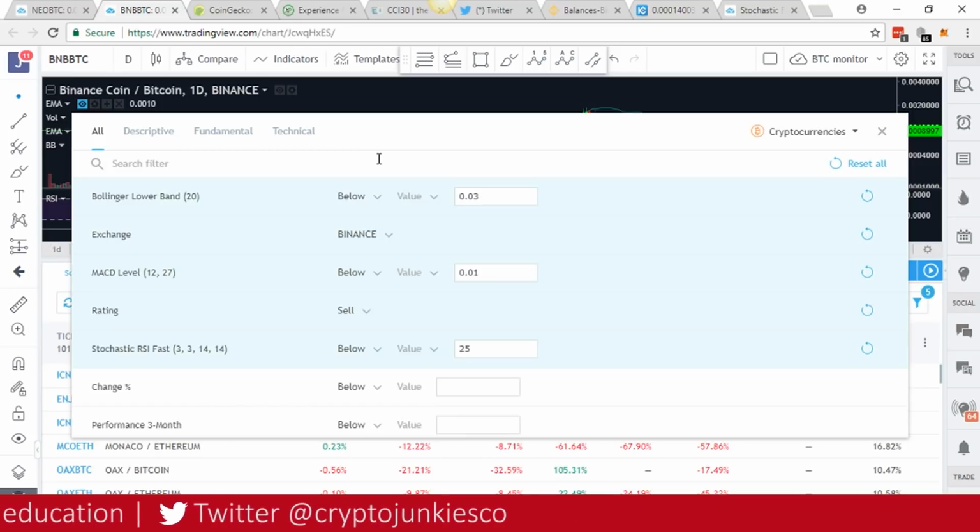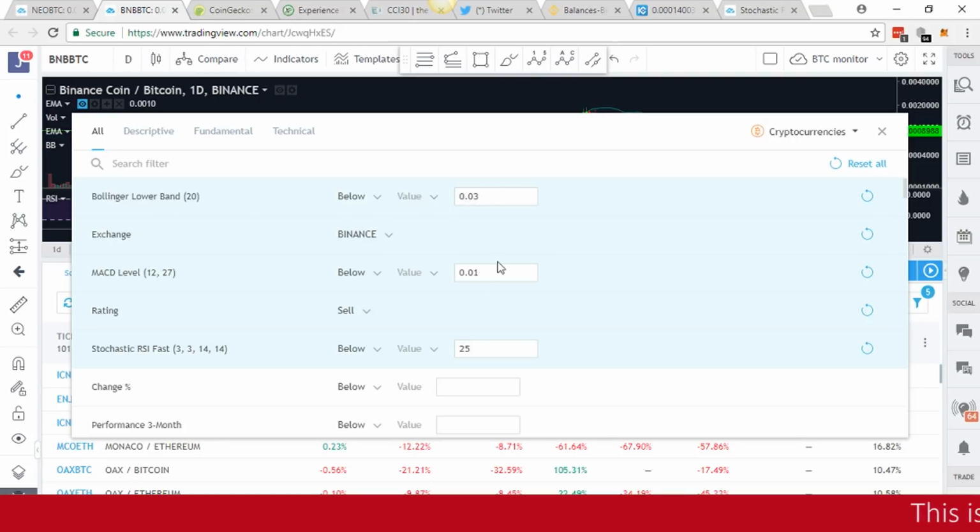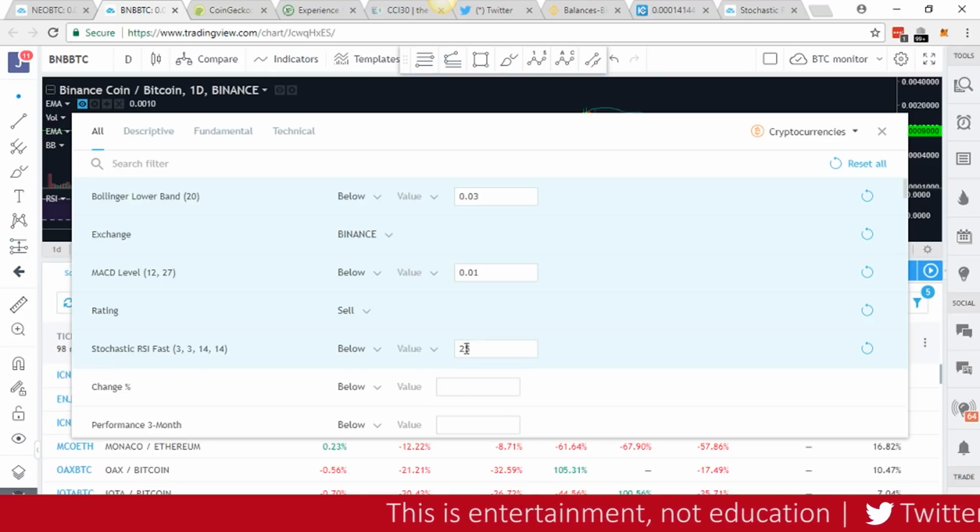Cue the angel music. All right. Here's what we got. We've said, hey, I want alerts from Binance, the exchange only. Bollinger Band, here's my setting, below 0.03. MACD, we want below 0.01. Stochastic or Stoch RSI Fast, we want below 25.